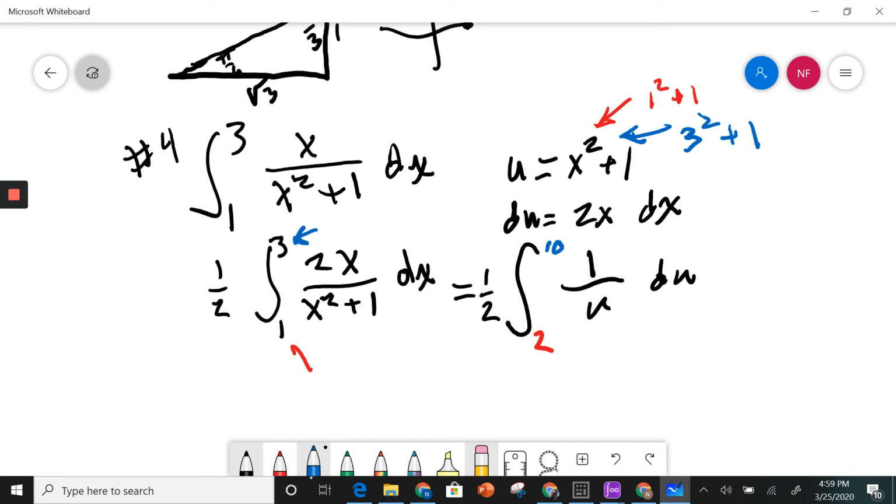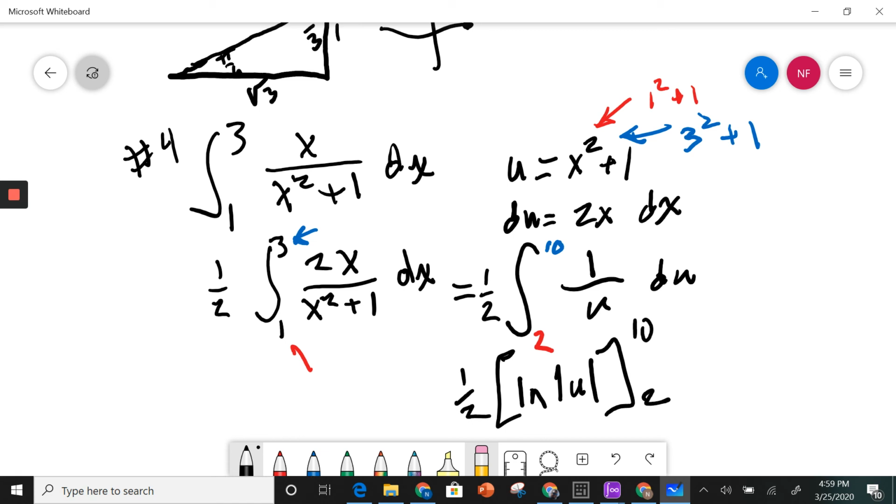Now, what is the integral of 1 over u? The integral of 1 over u is the natural log of u, actually natural log of the absolute value of u. And we're going to evaluate that from 2 to 10, and then take 1/2 of that. So what does that give us? Well, since we're putting positive numbers in here, we don't really need to worry about the absolute value. So we're going to have 1/2 of the natural log of 10 minus the natural log of 2.